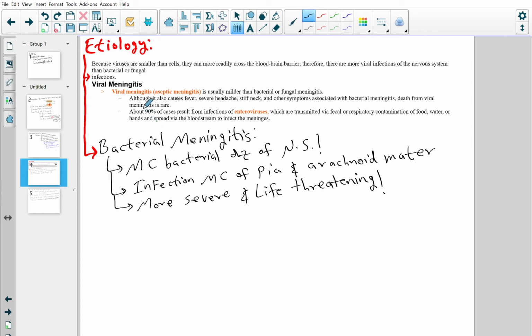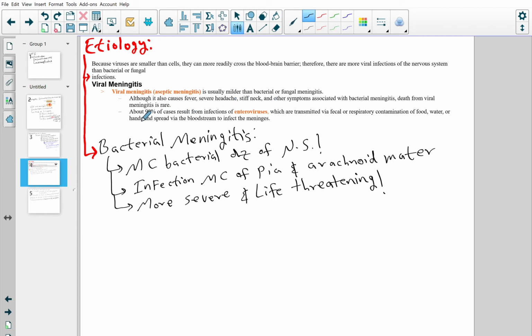Viral meningitis also causes the typical presentation we see in a meningitis case: fever, headache, stiff neck. But viral meningitis is less severe and not as life-threatening as bacterial meningitis.